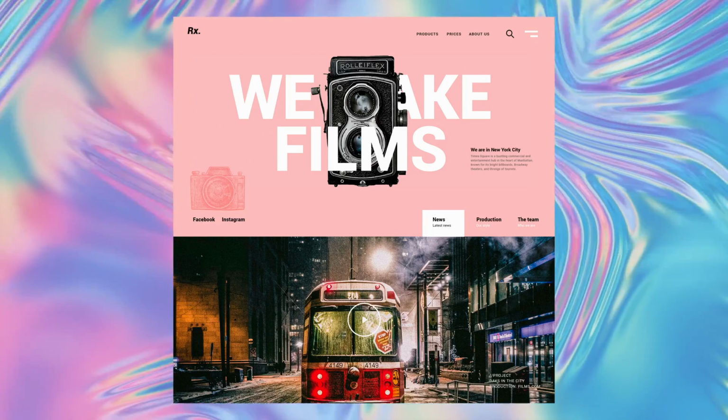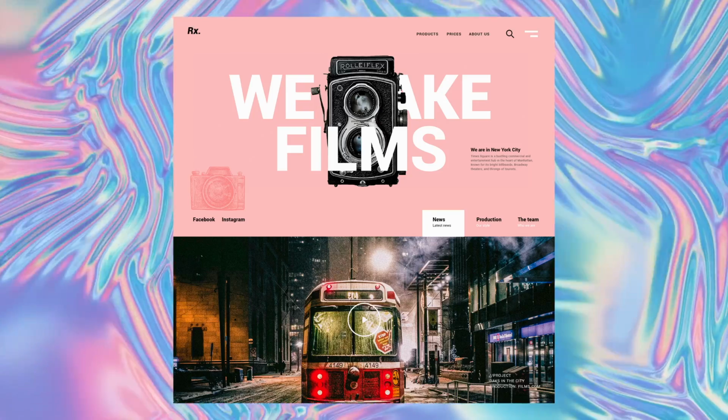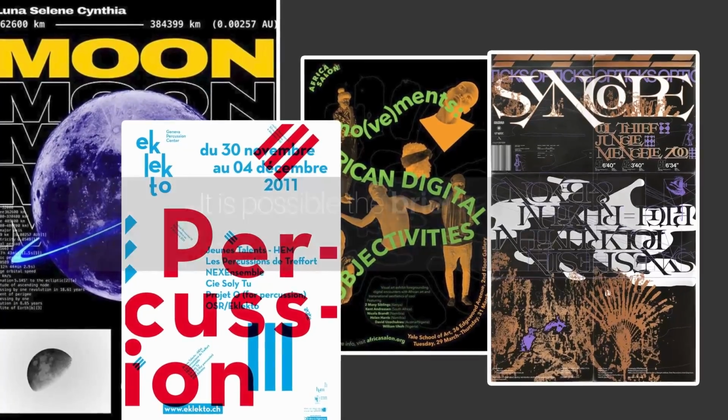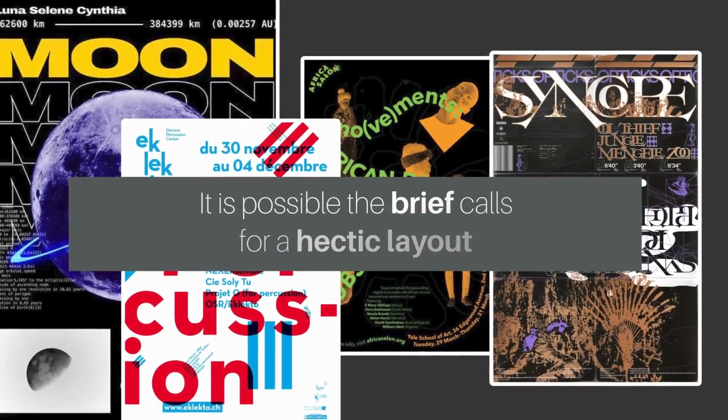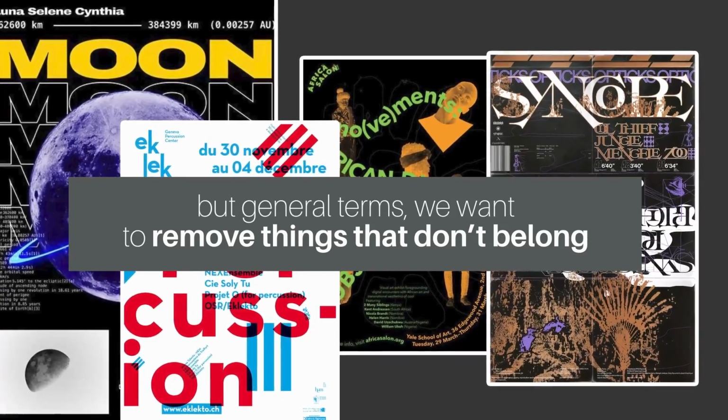Now, it's just a case of knowing what is needed, thinking about scale and white space, and just making the experience one that is smooth and comfortable for the viewer. Of course, this totally depends on your brief and the projects that you're working on. It is possible that your brief calls for a very hectic and chaotic layout, but in general terms, we want to remove things that don't belong.